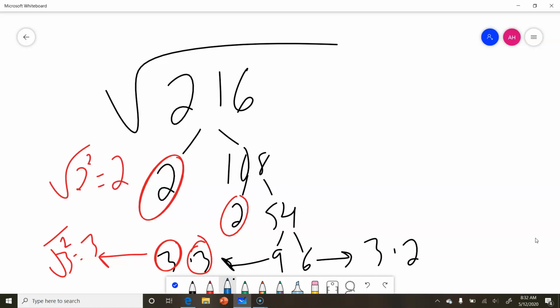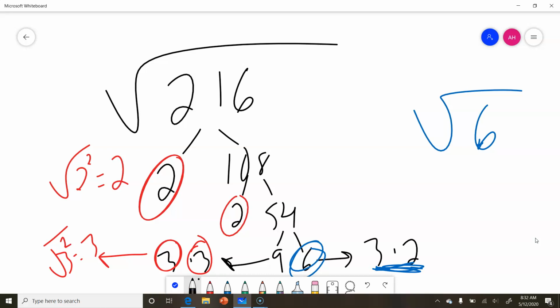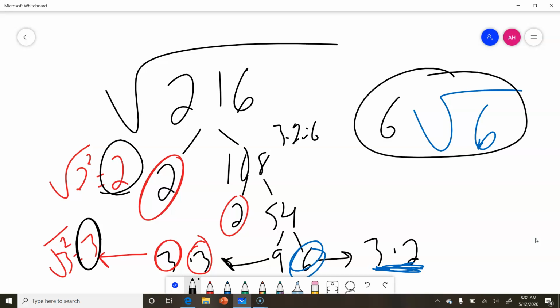And then look what I'm left with. I'm left with this 3 times 2, which is actually 6. So I take whatever's left that doesn't have a match, and it goes inside the square root sign. Then I take what was out here, and I multiply them together. So 3 times 2 is 6. So I have 6 square root of 6.